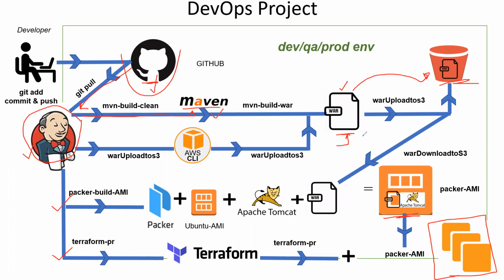I'm going to be using package var. I'm going to use an S3 bucket to store the artifacts. I'm going to involve Packer to build our images. And then I'm going to use Terraform to completely automate this process.